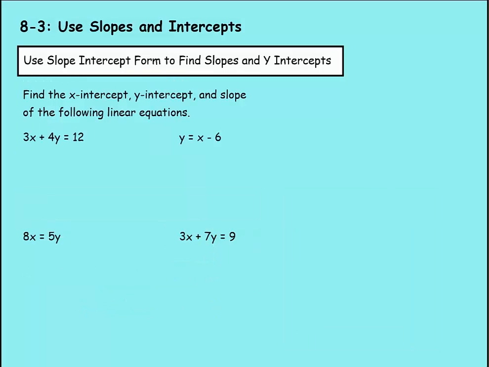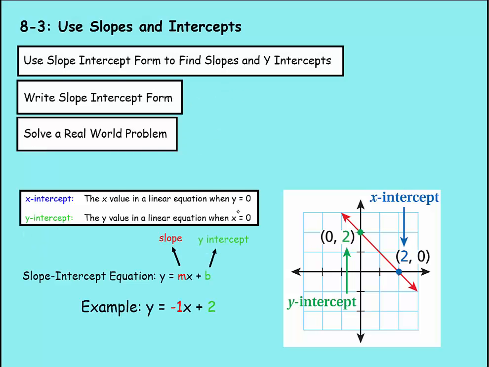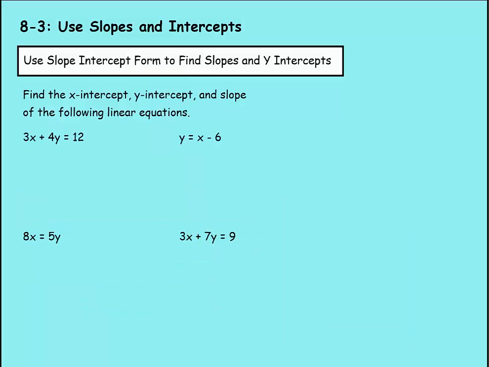So now we're going to find some intercepts and the slope. It tells us to find the x-intercept, the y-intercept, and the slope of the following linear equations. So first we need to find the x-intercept, and if you remember, that's when y equals 0. So we could plug in 0 for y and then solve for x.